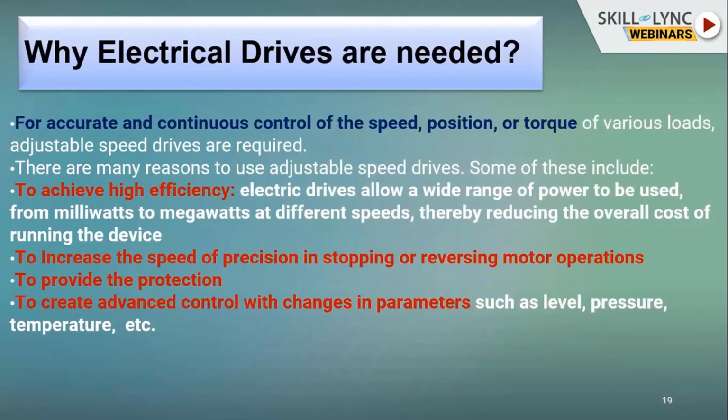Okay, also the electric drives provide protection in case of advanced control, like changes in level, pressure, or temperature. In that case the electric drives are mostly being used.